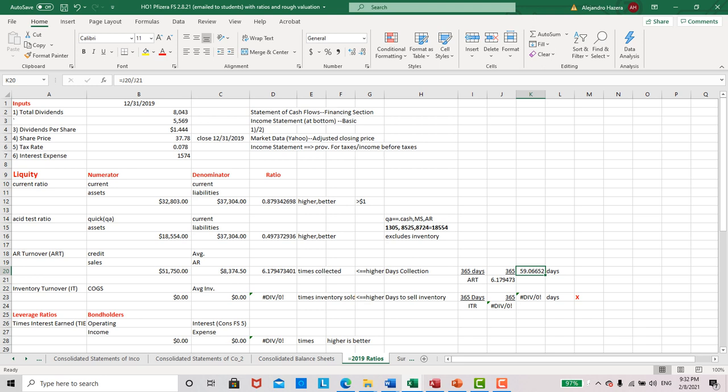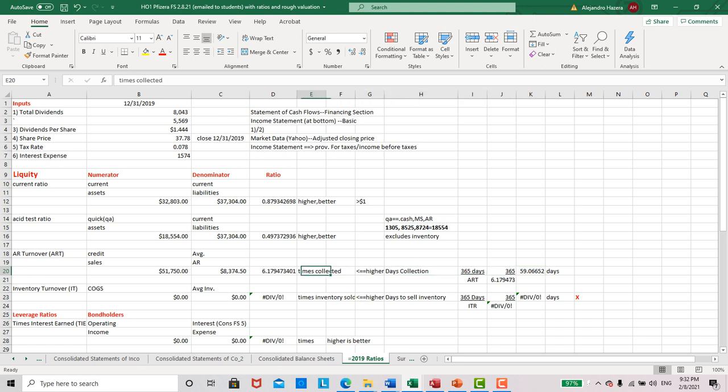So you want this number, the accounts receivable turnover, to be as high as possible. And if you take that into the number of days, you want the number of days it takes you to collect accounts receivable to be as low as possible. In this case, they're collecting the receivables on average every 2 months.